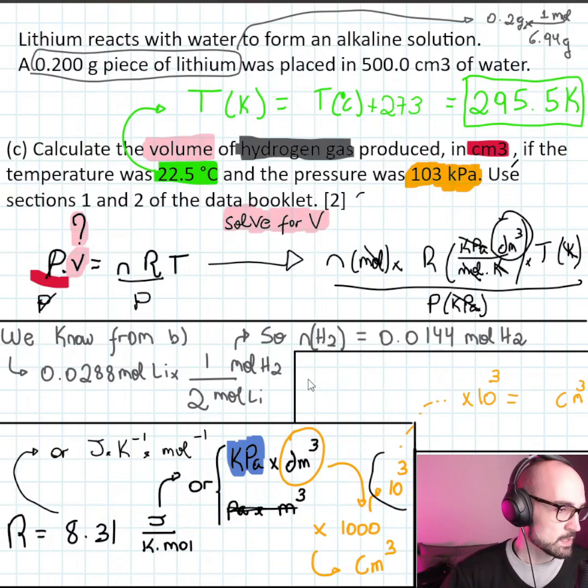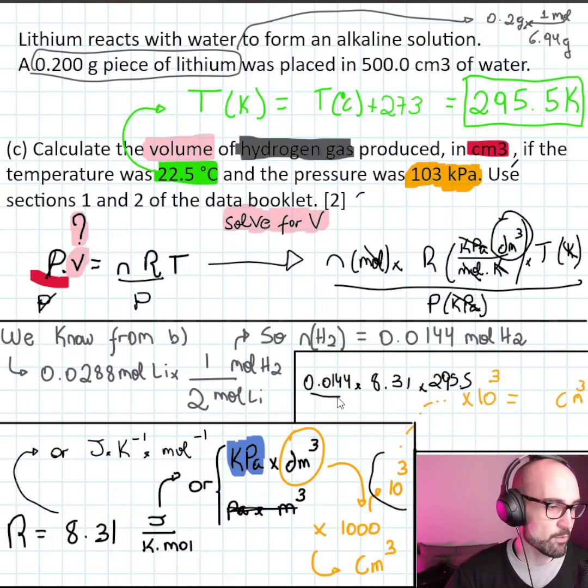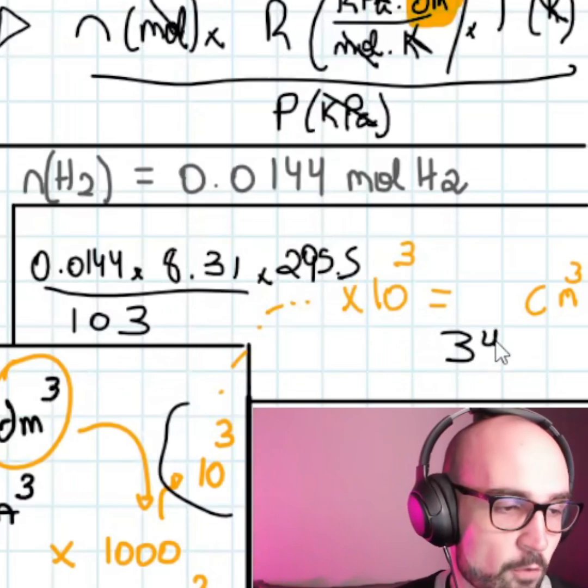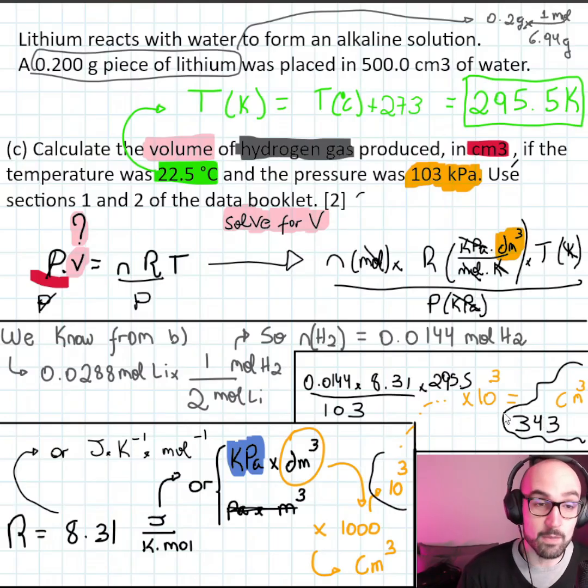V is equal to 0.0144 mole times R, which is 8.31 kilopascal liter per mole Kelvin, times 295.5, everything divided by 103 kilopascal. Look at how beautifully the units cross out. If you plug this correctly in your calculator, 0.0144 times 8.31 times 295.5 times 10 to the 3 divided by 103, you'll have the wonderful result of 343 point something, but we're going to ignore that because 343 already makes up 3 significant figures.